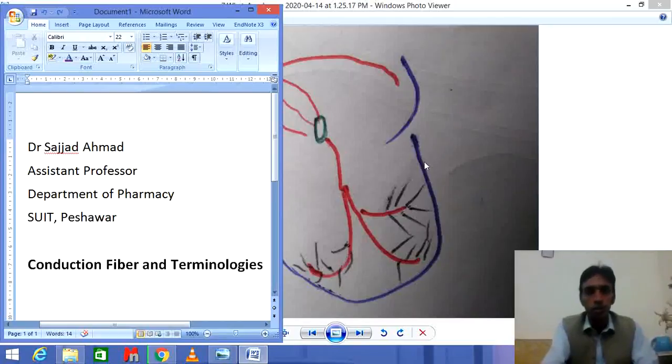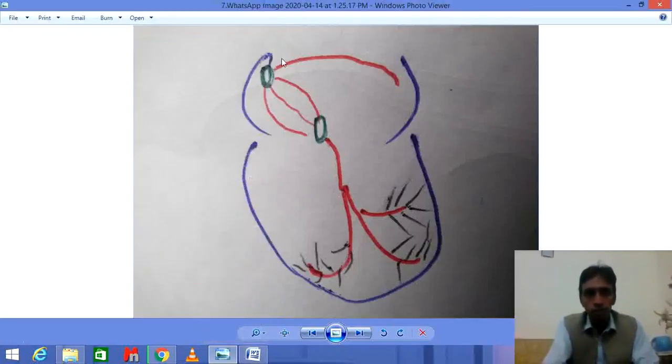Today we are going to learn about the conduction fibers and some terminologies of the heart, our cardiovascular system. This will be the last diagram of today's lecture.